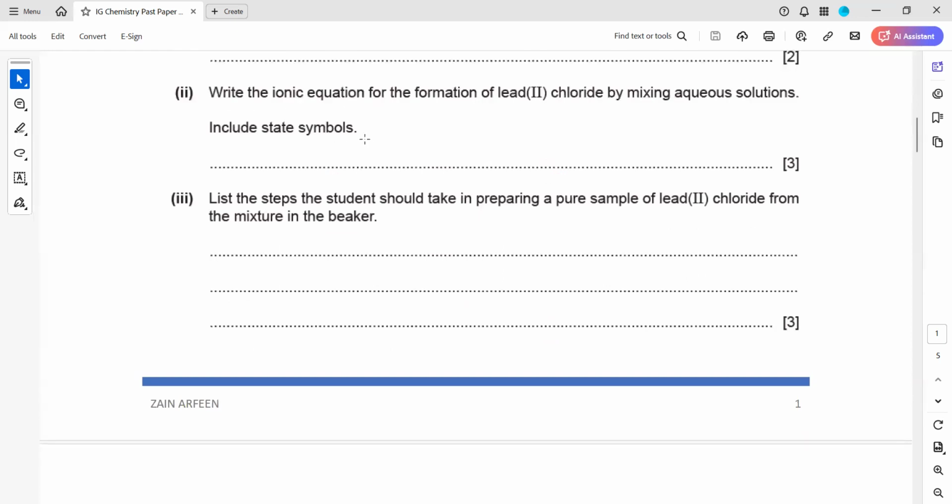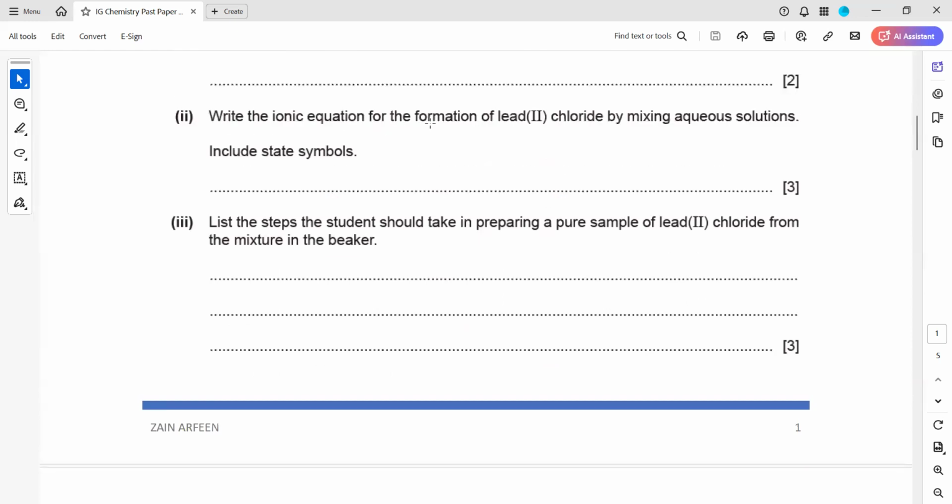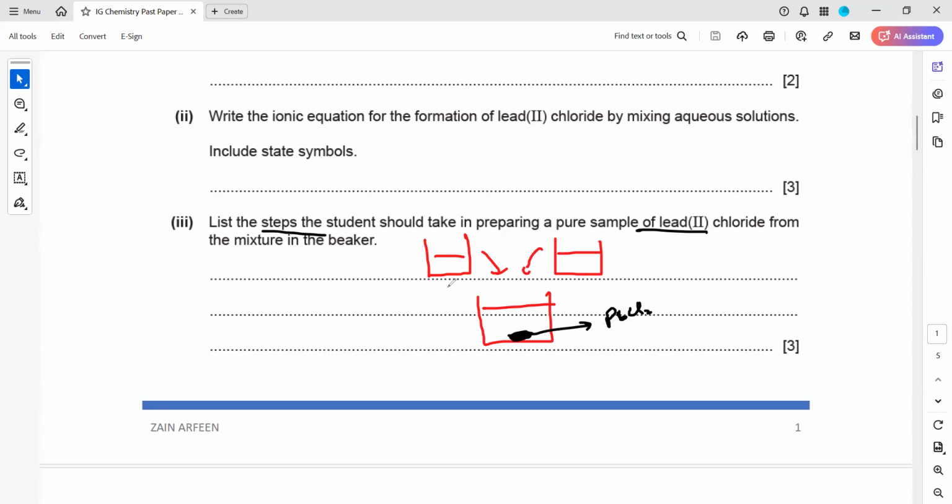List the steps the student should take to prepare a pure sample of lead 2 chloride from the mixture in the beaker. The student has mixed two soluble salts. When he mixed them together, as a result, it produced an insoluble salt. This insoluble salt is lead 2 chloride. The question is how we can obtain it, listing the steps the student should take in preparing a pure sample of lead 2 chloride. So first, what should he do?